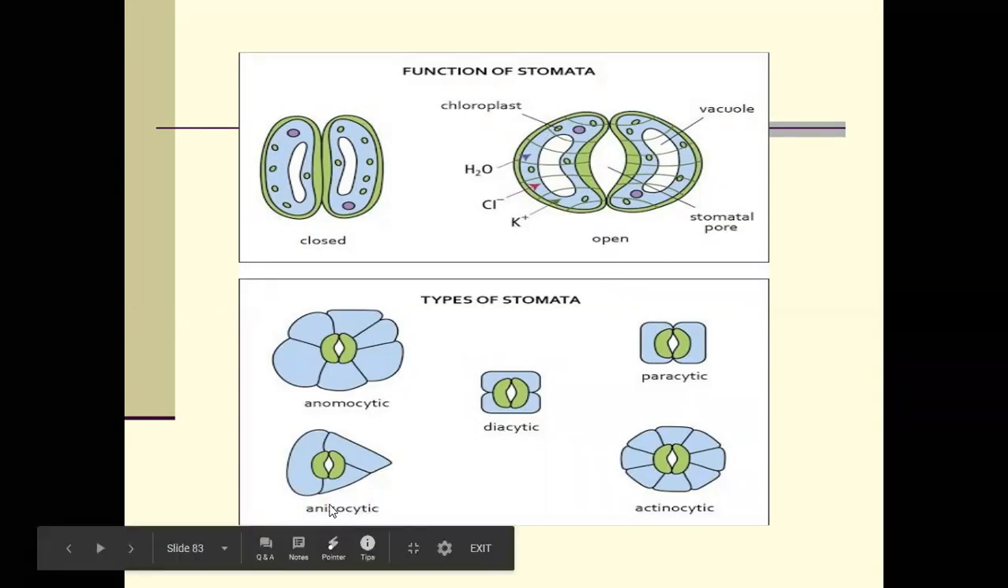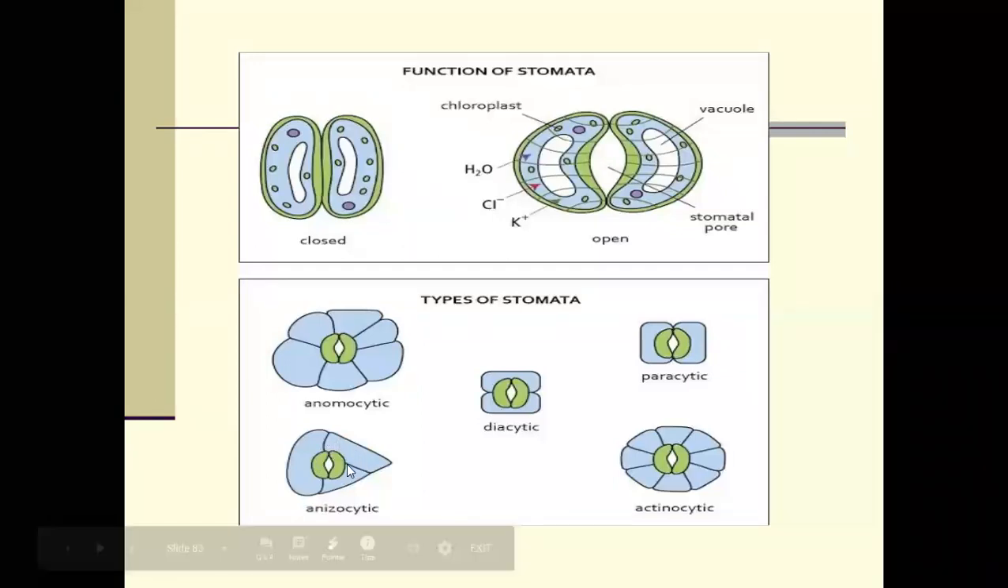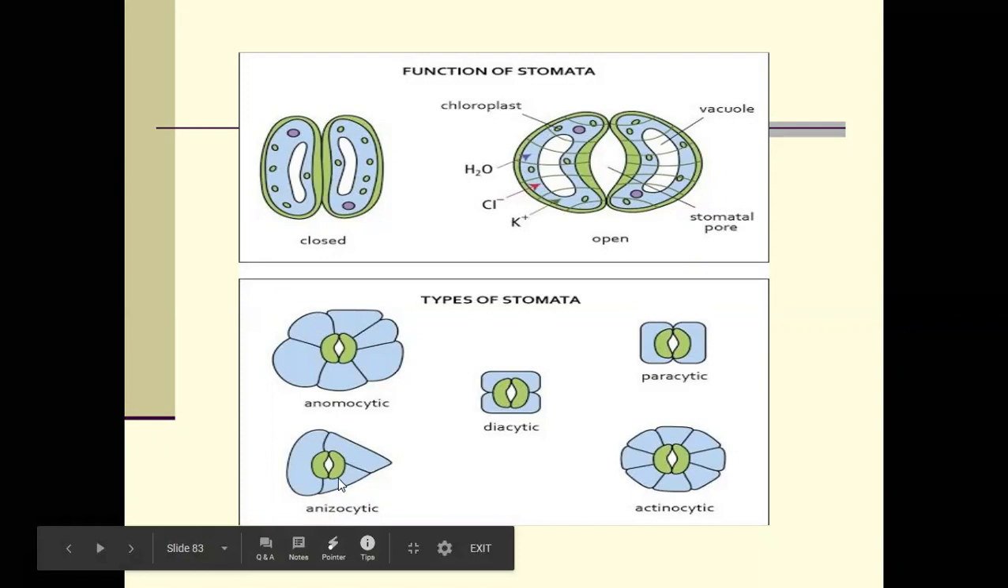Anisocytic stomata means aniso. In this stomatal complex, only 3 subsidiary cells are present. The number is constant, 3. The 3 subsidiary cells are unequal, aniso in structure. One subsidiary cell is large in size, one is medium in size, and the last one is small in size. The 3 unequal subsidiary cells are present around the guard cells. This type of stomatal complex is called anisocytic stomata.